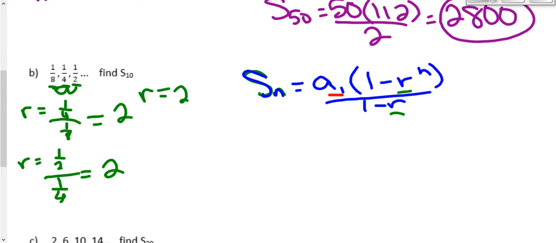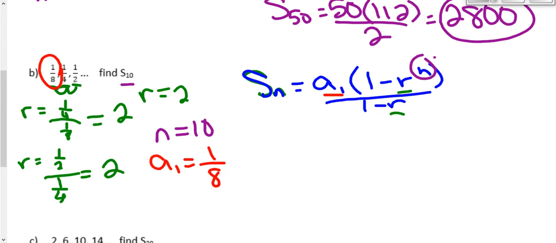We have to plug in the first term, and the first term is right here, 1/8. We also have to know how far we're going. We need the n, and it looks like we're trying to find the sum up until the 10th term, so we're trying to find n equals 10. So n equals 10, and for clarity, a sub 1 is the first term, 1/8, which means we have everything we need to plug in here.